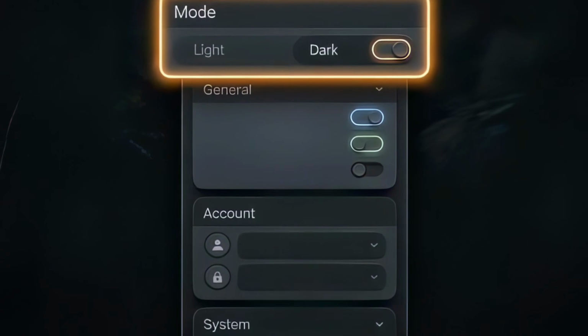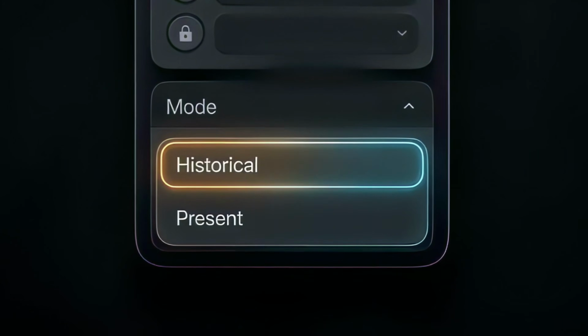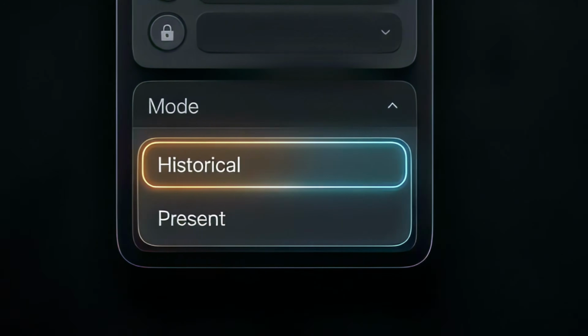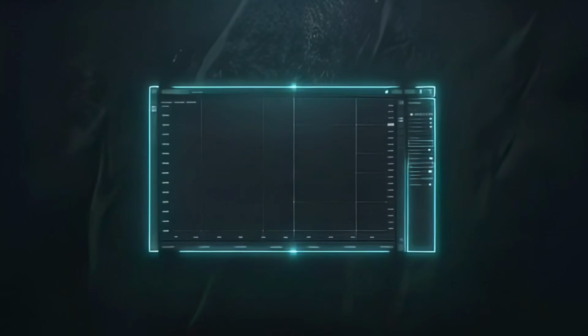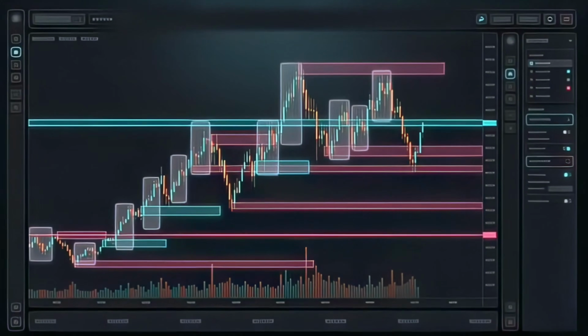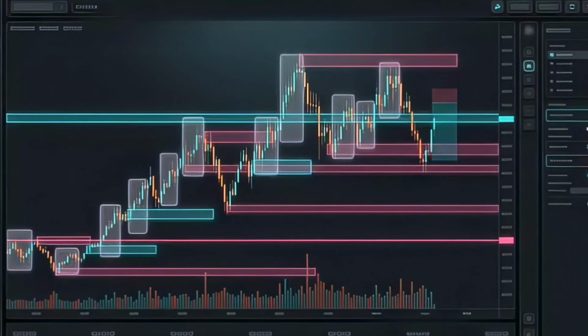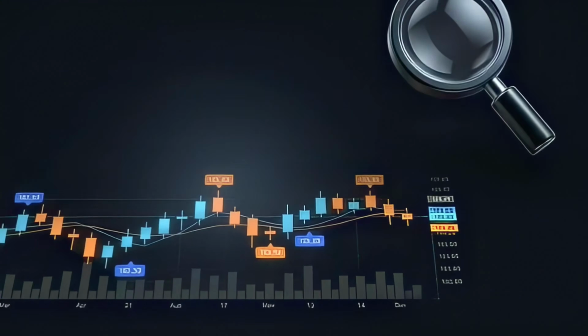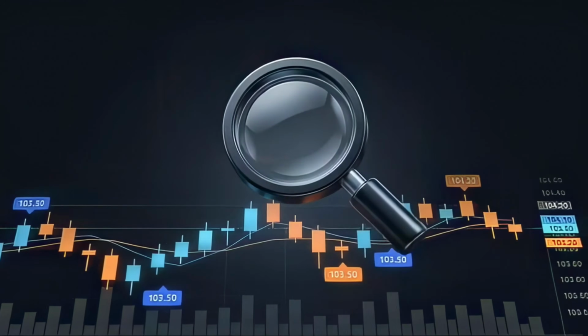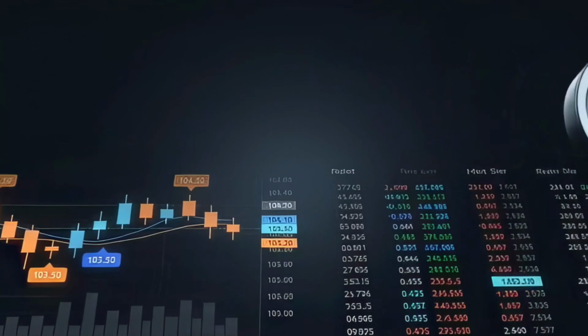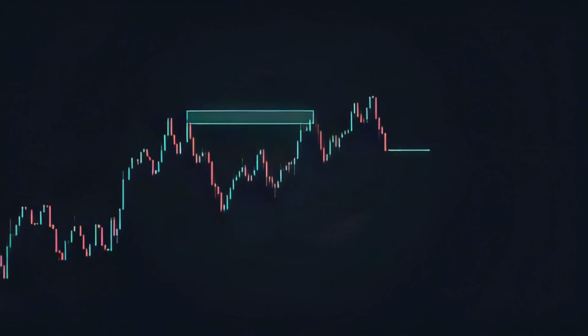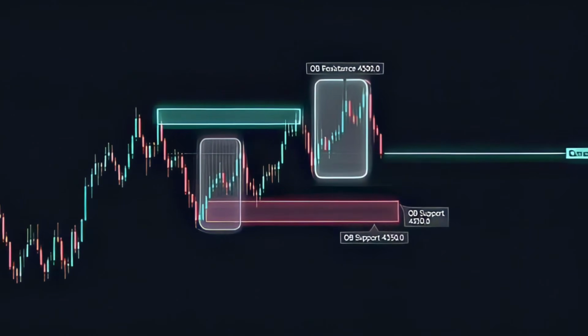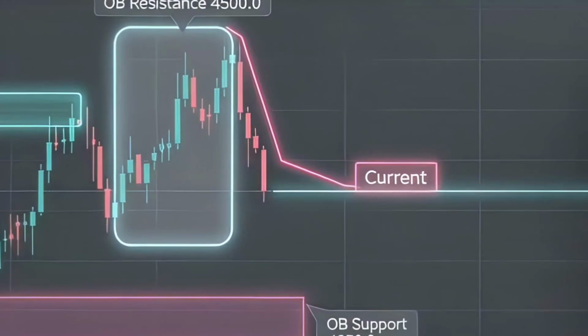Let us start at the very top with Mode. Mode has two choices, historical and present. And this single setting changes the personality of the whole indicator. Historical mode draws every structure break, every order block, every zone the indicator has ever detected across your chart's history. It is fantastic for learning, and it is essential if you want to scroll back and study how these concepts actually played out. Present mode does the opposite. It strips away the old stuff and shows you only what is currently relevant and still in play.